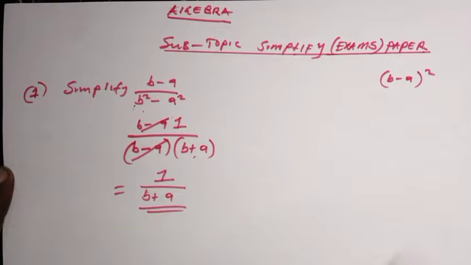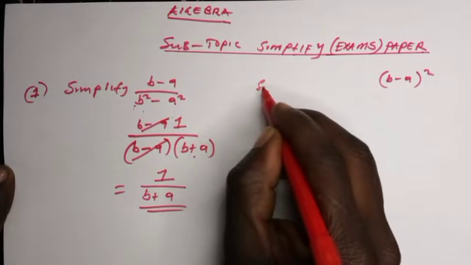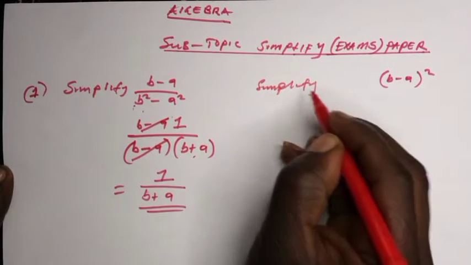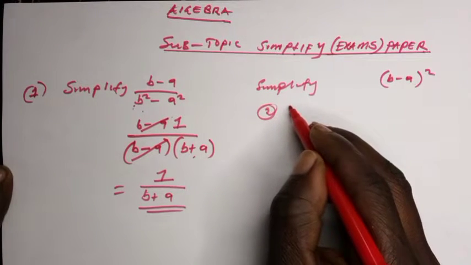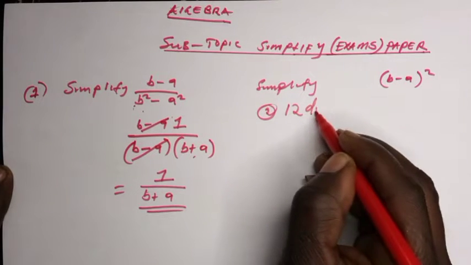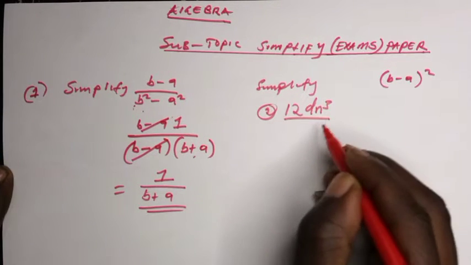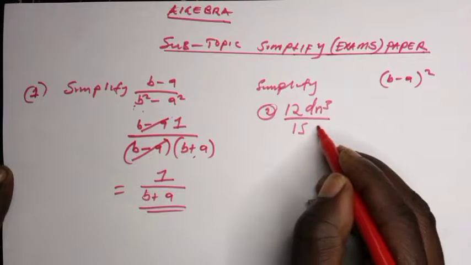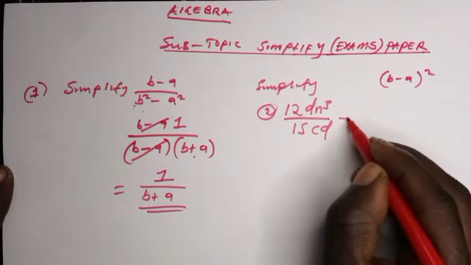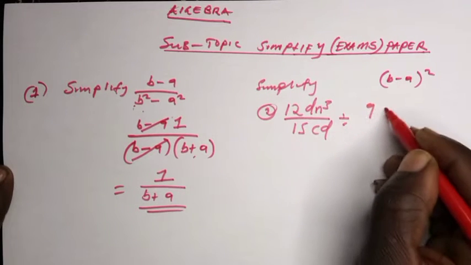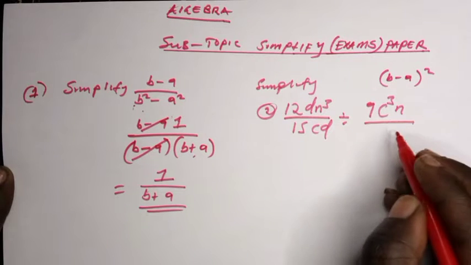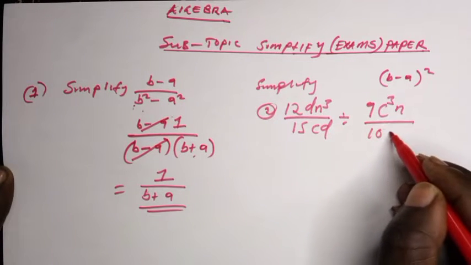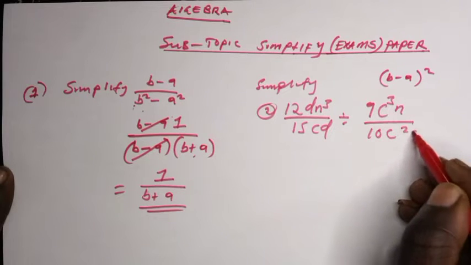So let's try to work out example 2. Also simplify: 12d to the power 3 over 15cd, divided by 9c to the power 3 n over 10c squared d squared.